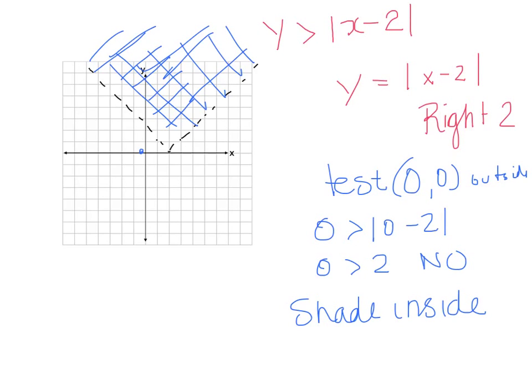Okay, so I moved my graph to the right 2 spaces. I used a dashed line because there's no equal to here with the greater than. And I decided to shade inside because a point outside, like 0, 0, is not a solution. It does not make that a true statement. And that's what my graph looks like. So we're going to do a lot more practice like this in class, and I'll see you then.